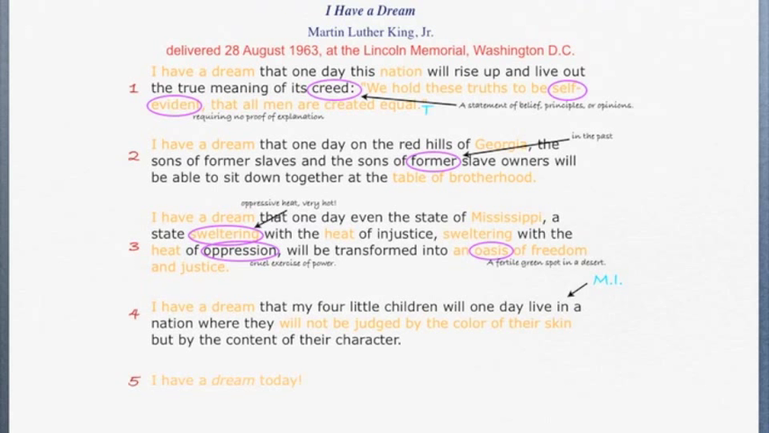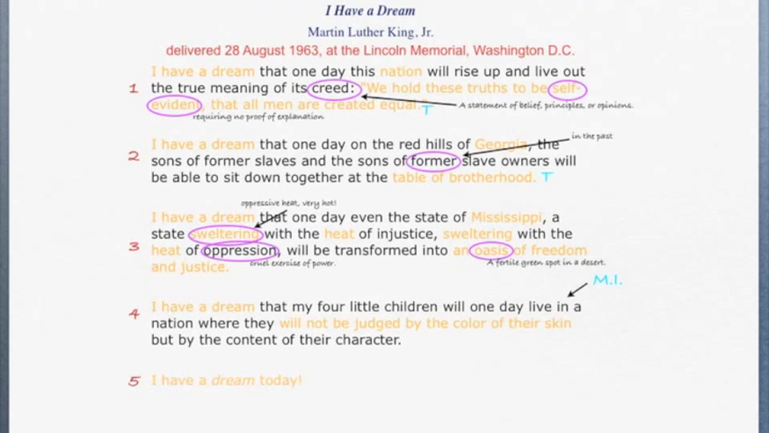So the first thing that I'm going to write a T next to is we hold these truths to be self-evident that all men are created equal. And I'm going to do that because all men are created equal. It says right there, equal, which is the same as equality. I'm also going to do that next to table of brotherhood because there's that symbol for friendship, equality, camaraderie that we talked about earlier.